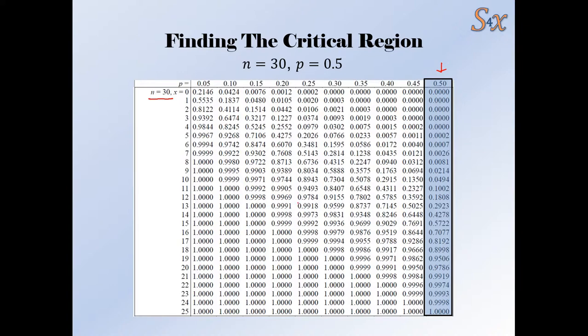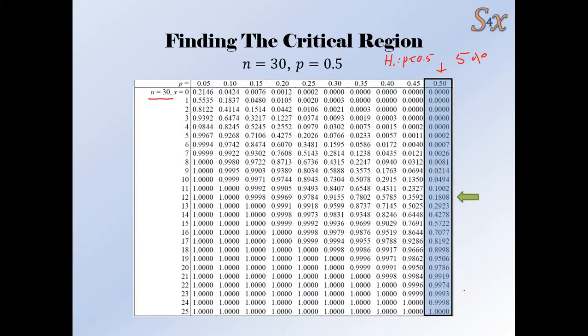Right, now what we do here is we remember what our significance level was. Our significance level was 5%, and we had a less than sign. Remember that our H1 was that p is less than 0.5. So if we have a less than sign, we're going to start from the bottom of the table, of that column, and we're going to work our way up until we see a number that is less than 5%.